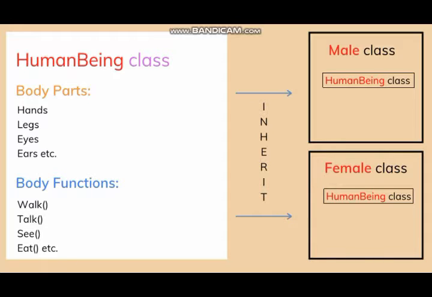So when we say male and female both inherit the class human being, we mean that they have some common features which we have already implemented in the human being class. So we do not have to implement them again in the male and female classes. They can simply inherit them from the class human being.